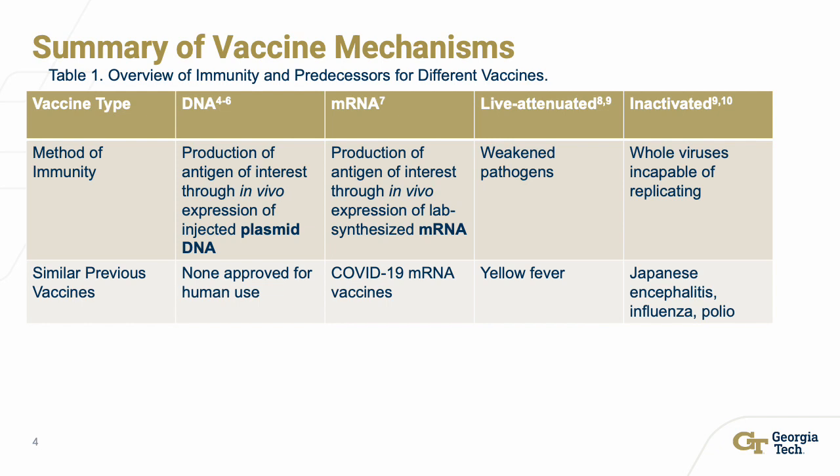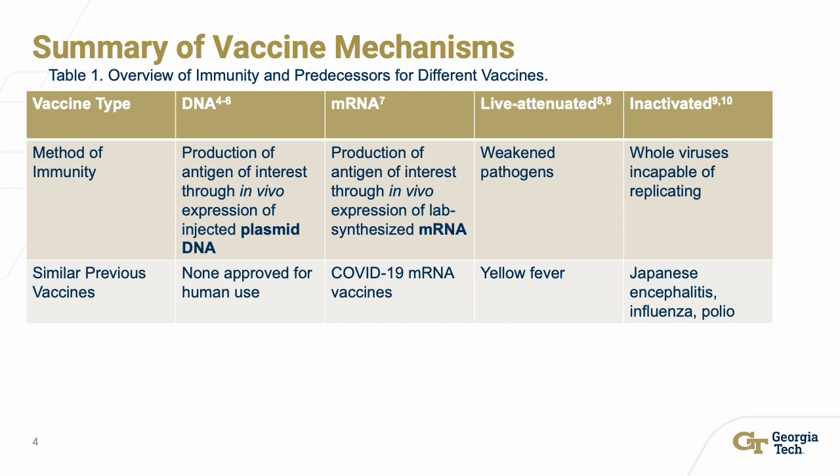DNA vaccines provide immunity by relying on injected plasmid DNA. The plasmid DNA gives our body instructions to produce an antigen of interest that would help provide immunity against infectious disease. Unfortunately, there have yet to be any DNA vaccines approved for human use. This is partly because the injected plasmid DNA would be integrated into host DNA, which is a cause of concern.